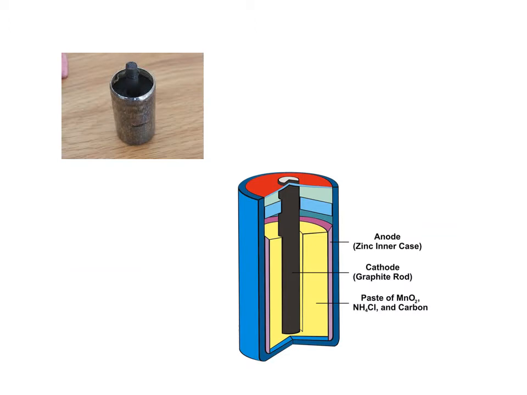If the dry cell is opened, it will look like this. In the first figure you can see the zinc case, which is an anode, and the graphite rod, which is a cathode. In the second diagram, see the interior view of a dry cell: anode, zinc inner case, cathode, graphite rod, paste of MnO2, NH4Cl and carbon.